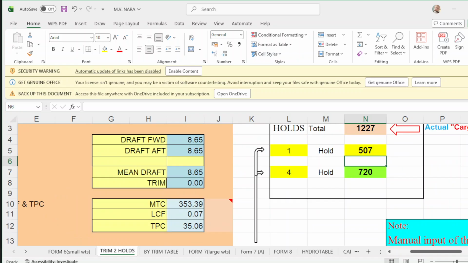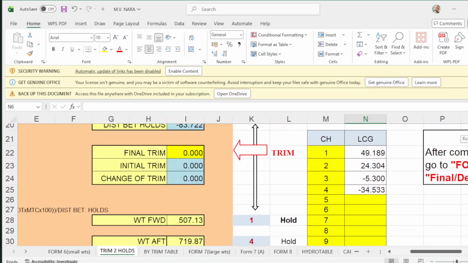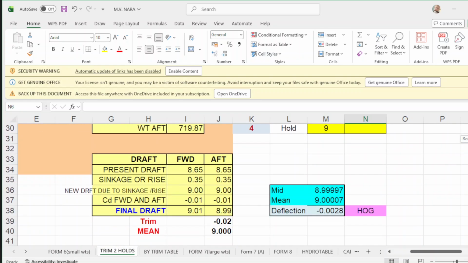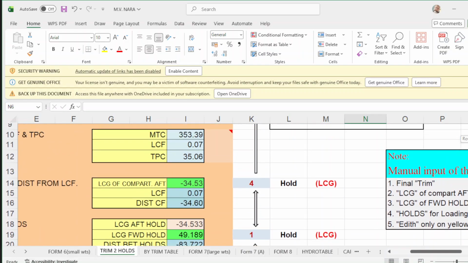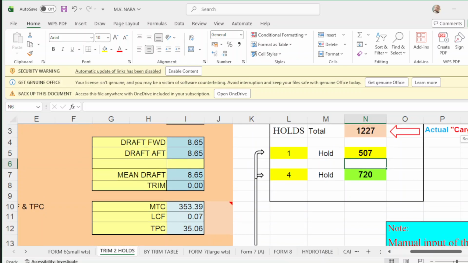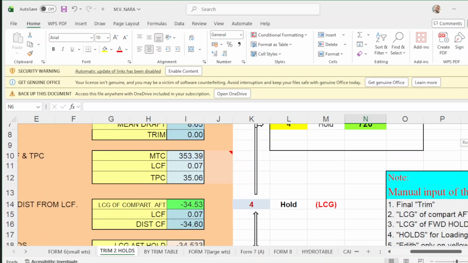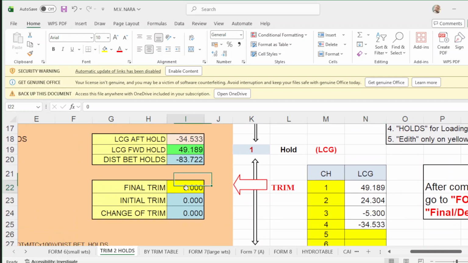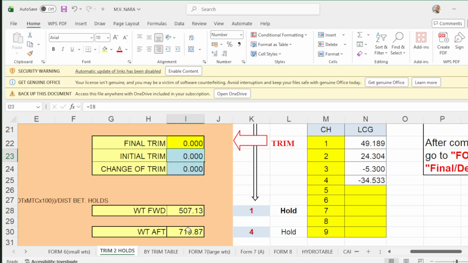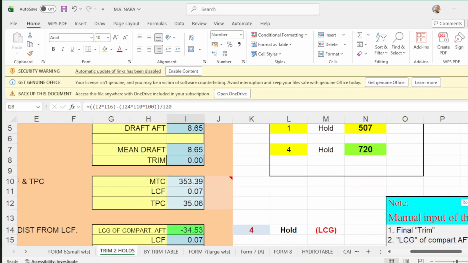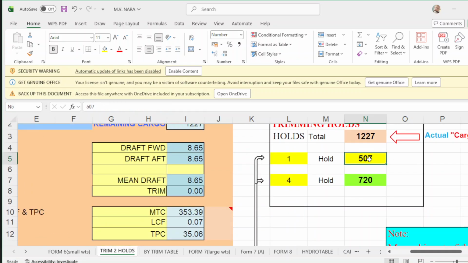720, okay? So what happens if you load the corresponding weight? Excuse me. There's something wrong here. 1227. This is 0 trim. Say you have 0 trim. Then you should load in number 1 should be 507. Okay.